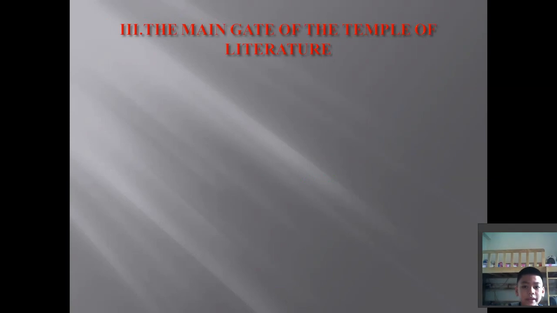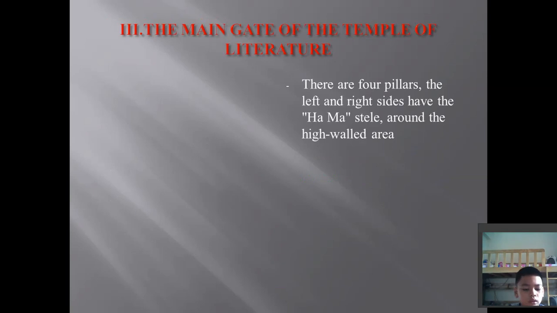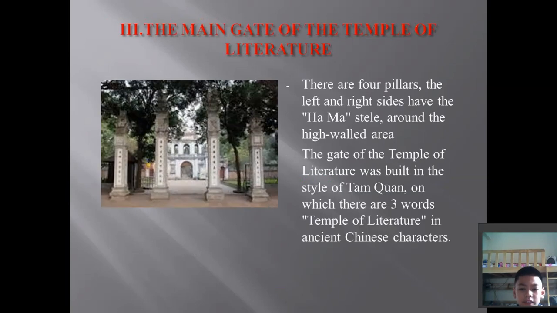Now let's go to the main gate of the Temple of Literature. There are four pillars. The left and right sides have the Hạ Mã steles and a high walled area. The gate was built in the style of Tam Quan, on which there are three words, Temple of Literature, in ancient Chinese characters. This is the main gate of the Temple of Literature, known as Văn Miếu Môn.